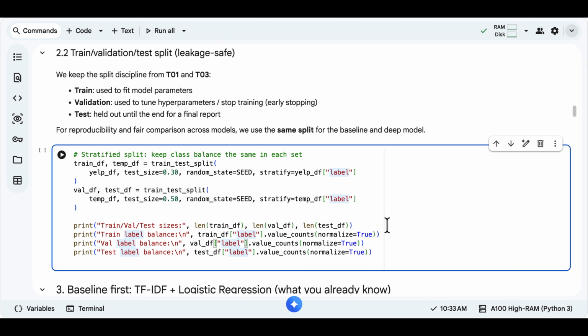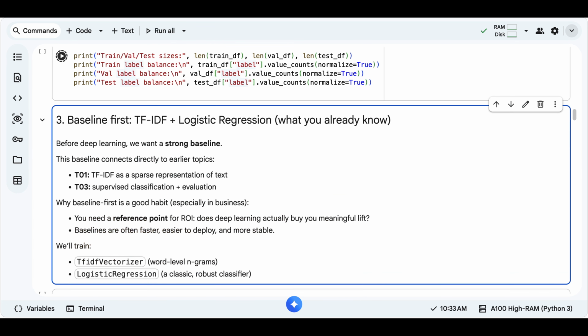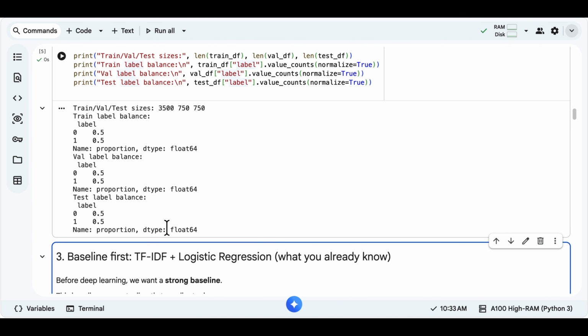This code performs a stratified split, which means each partition keeps the same class balance as the original data. The result is 3,500 training reviews, 750 validation reviews, and 750 test reviews. Each set remains perfectly balanced across positive and negative labels. That matters because we want performance differences to reflect model quality, not accidental class imbalance. It also mirrors a clean production workflow where tuning decisions are separated from final evaluation.